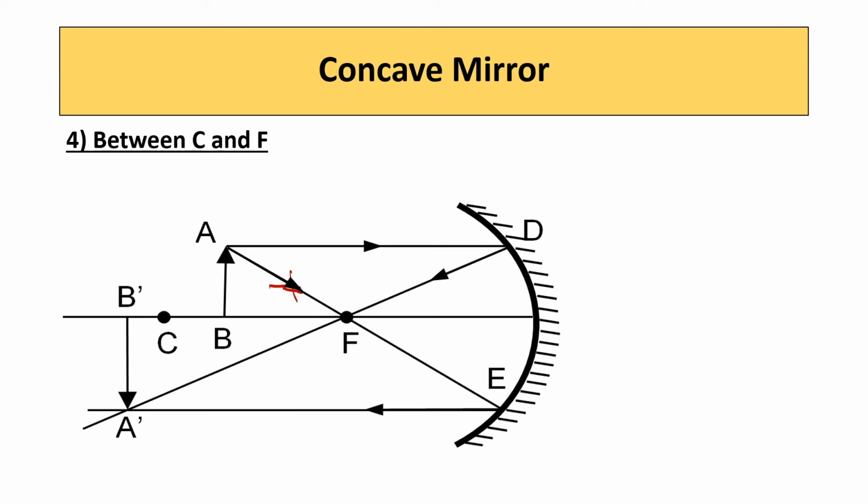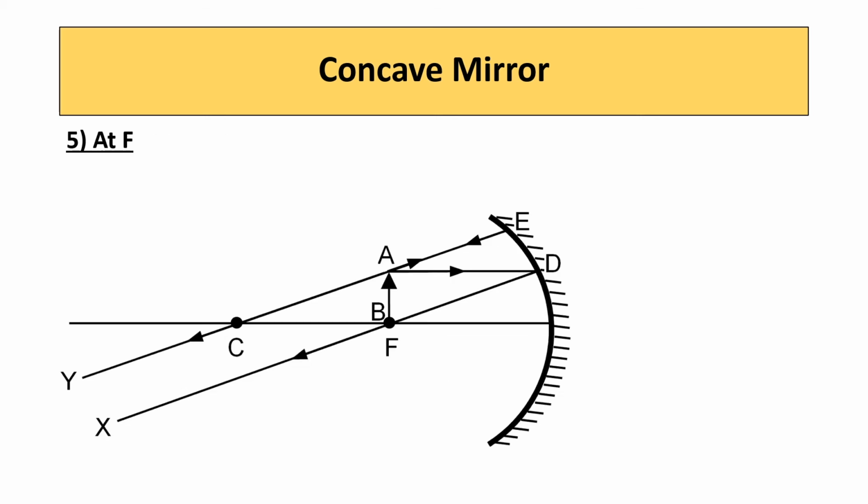You will get the image at the meeting point of these two reflected rays. This is the meeting point where you get the image. This image is obtained beyond C. It is inverted, it is real but enlarged.